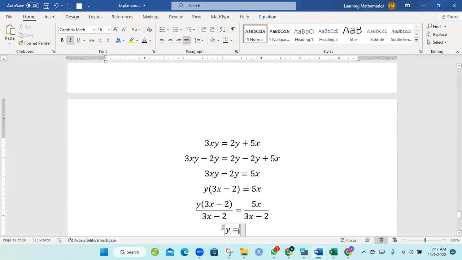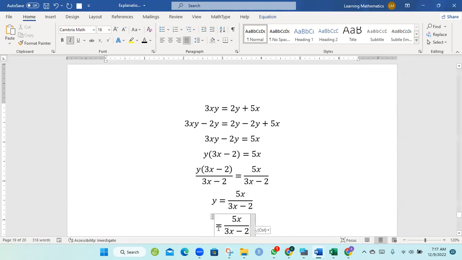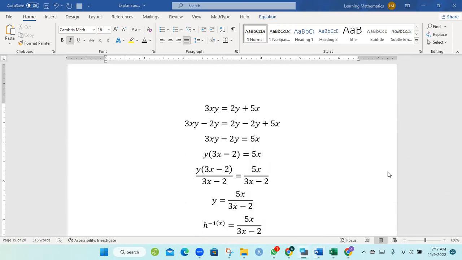And now we're going to replace the letter y with h inverse of x. So h inverse of x is equal to 5x over 3x minus 2.